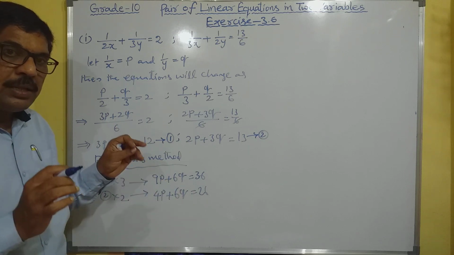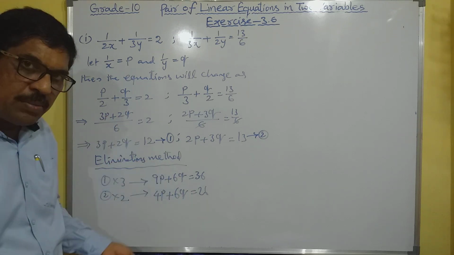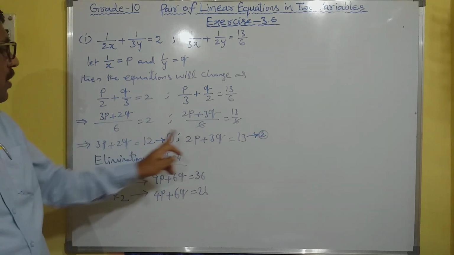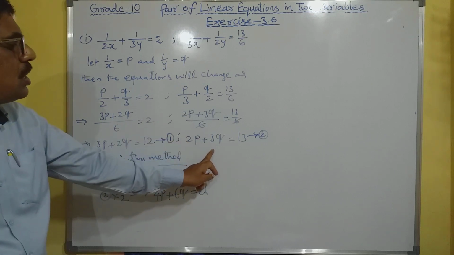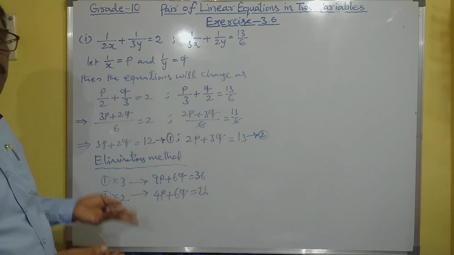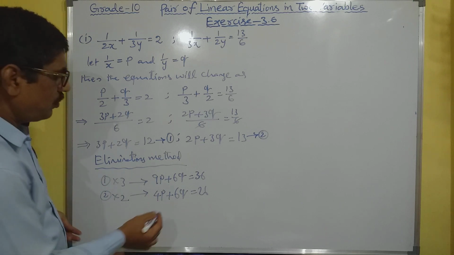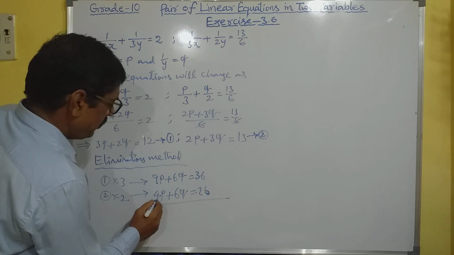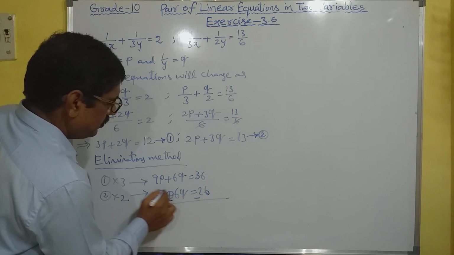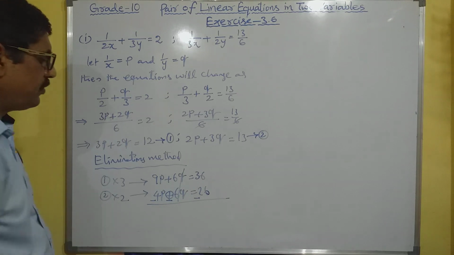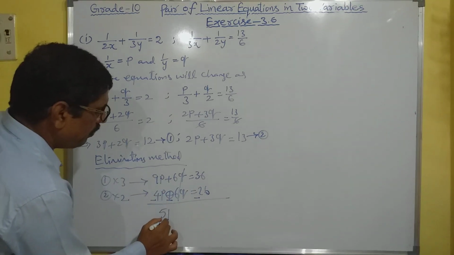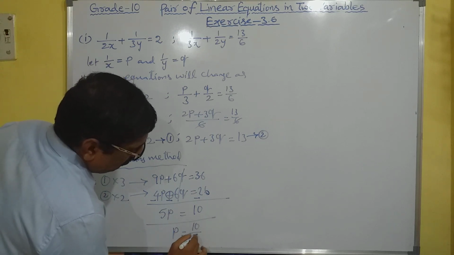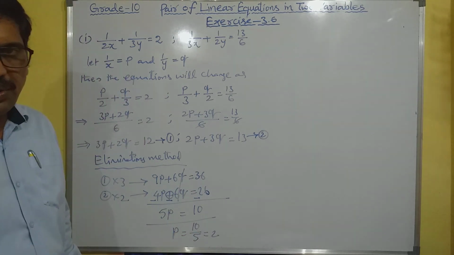So keeping that in mind, in order to get the same coefficients for q, I multiply like this. Why? Because here 2 is there, here 3 is there. If you multiply this 2 with this equation and 3 with this equation, you will get the same coefficients. Now we can change the symbols. Okay, plus 6q minus 6q will be cancelled. 9p minus 4p, 5p. 36 minus 26, 10. So p is equal to 10 by 5 is equal to 2.